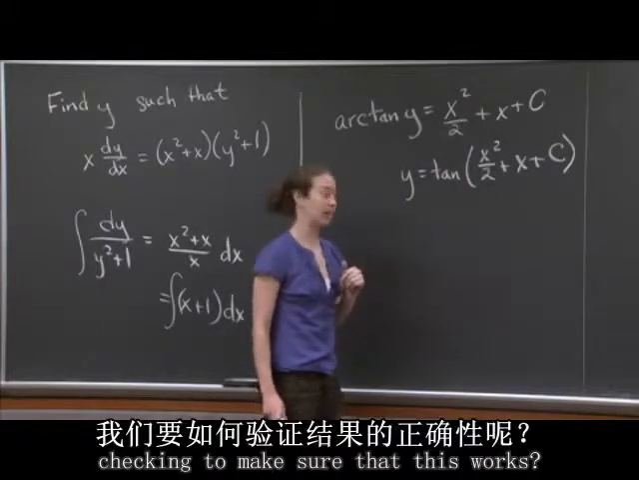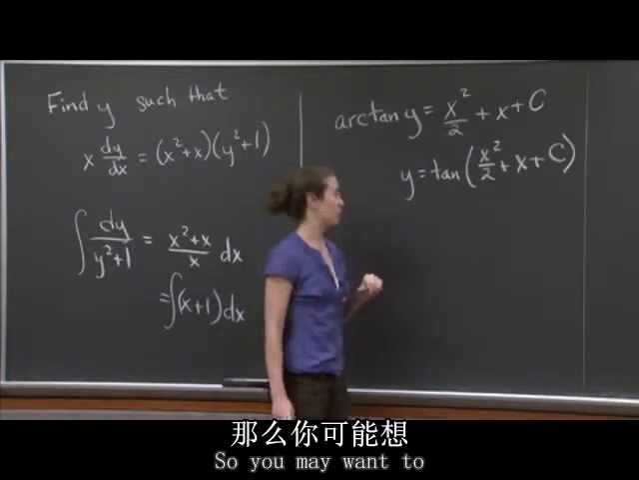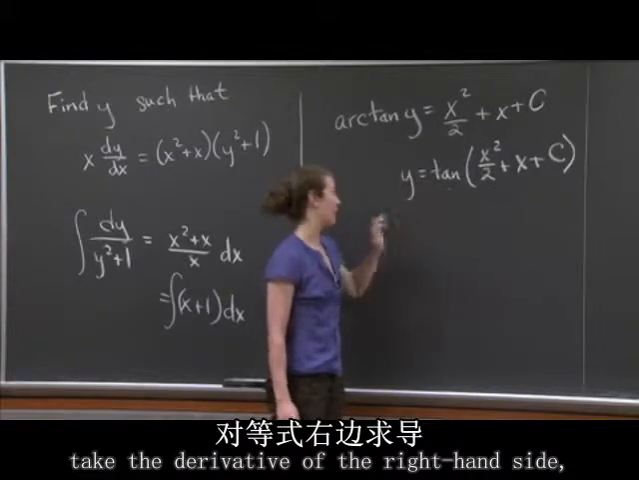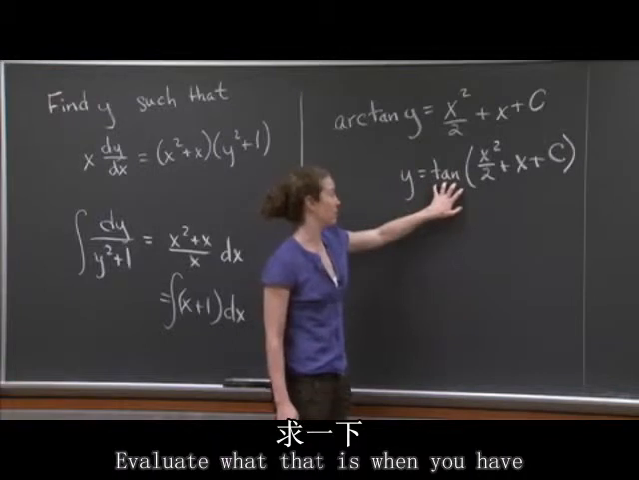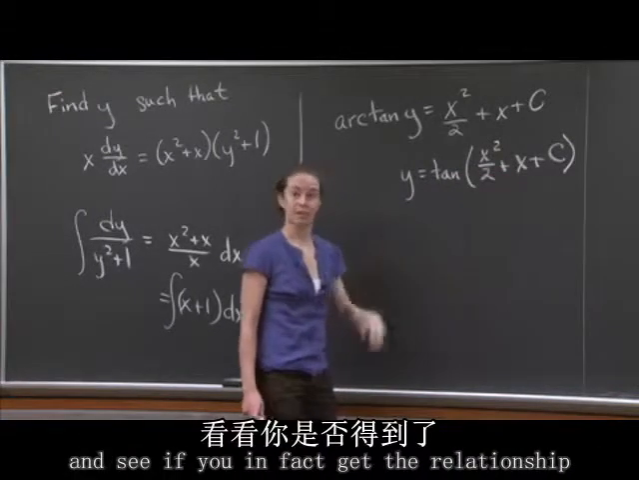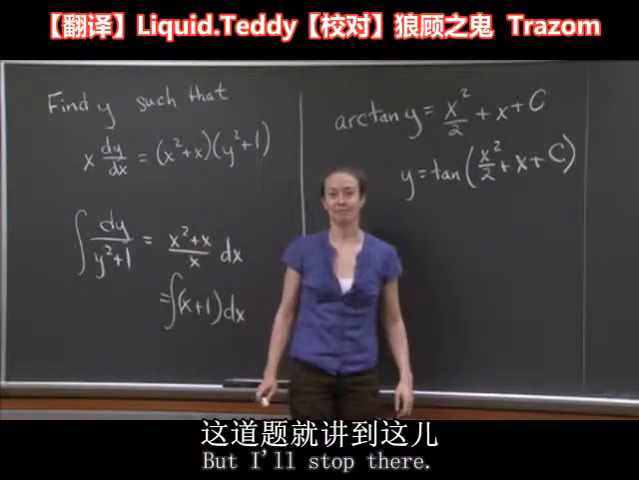Now, how do I go about checking to make sure that this works? Well, what I do is actually take the derivative. So you may want to take the derivative of the right-hand side, take dy/dx, evaluate what that is when you have y equals tangent of x squared over 2 plus x plus c, and see if you, in fact, get the relationship you're supposed to get. But I'll stop there.